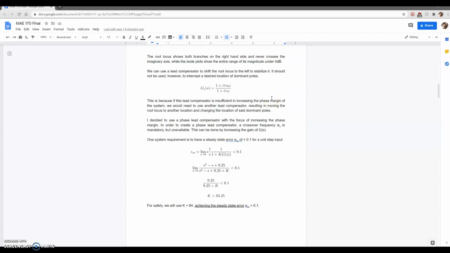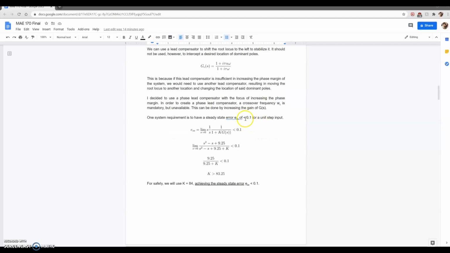So I found this gain using the steady state error of less than 0.1. I have here the equation for steady state error with a step input. Solving for the gain, the gain would need to be greater than 83.25. But I set it to 84, so the steady state error is very slightly less than 0.1.